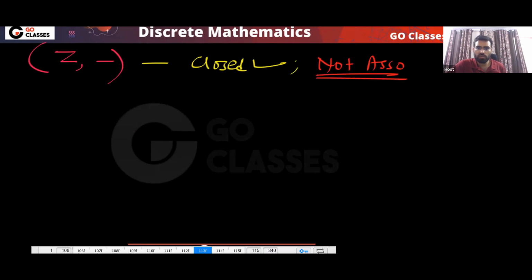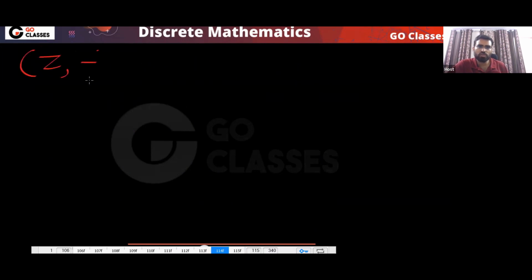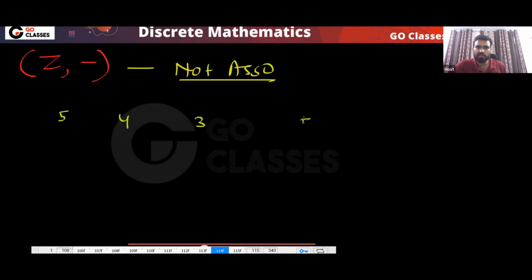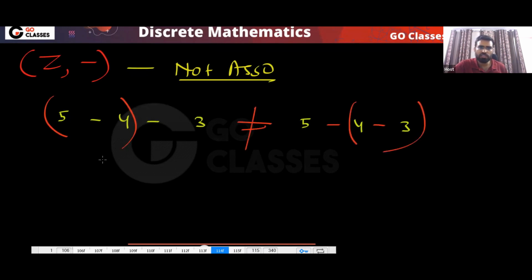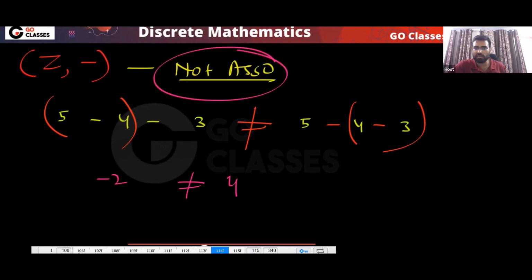This is not associative, because you can notice the set of integers, comma, subtraction. Why is this not associative? This is clearly not associative, because you can very easily see that, for example, take 5, 4, 3. Now you can notice that this and this are not the same. This will become -2, and -2 is not the same as 5 minus 1, that is 4. So this subtraction operation is not associative.